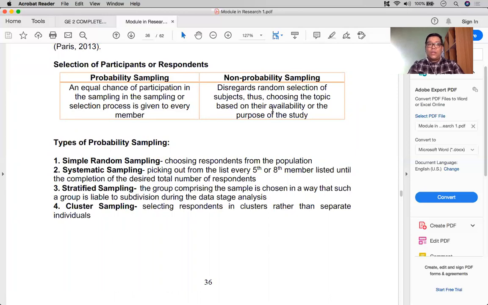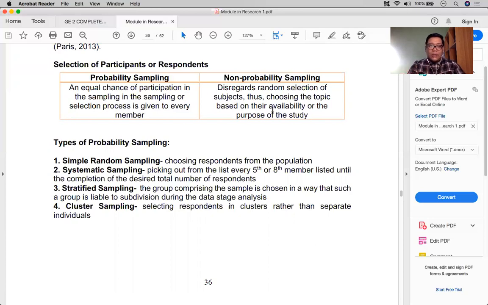Cluster sampling is usually used for big scale sampling. For example, you are to survey individuals from the different regions of the Philippines or the country. In order for you to do this one, of course, you cannot use simple or systematic sampling, right? Because it will be tedious on your end. So what you will do is to cluster the participants per region, and then per region, maybe per district, per barangay, per municipality, or whatsoever. So you do it that way.